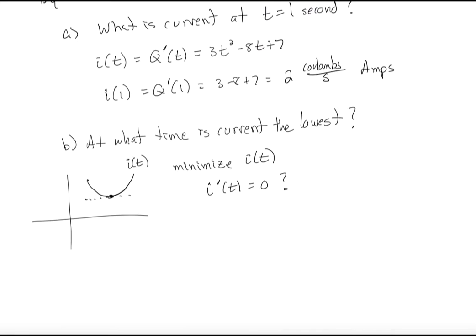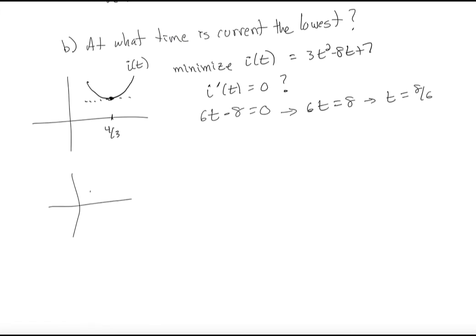Looking back up here, I of t is 3t squared minus 8t plus 7. If I take the derivative, that's going to be 6t minus 8, and we set that equal to 0. So I have 6t equals 8, or t is 8/6, which is 4/3. So we think that we have found a minimum at 4/3, but we want to make sure that that is the case. We could have a situation where our derivative is 0 at a maximum, and we just want to double check that we have a minimum in this case.